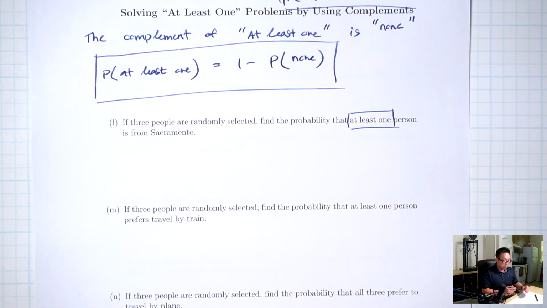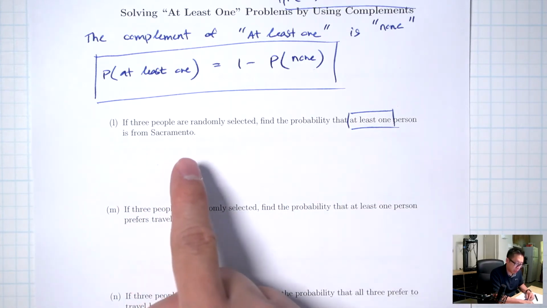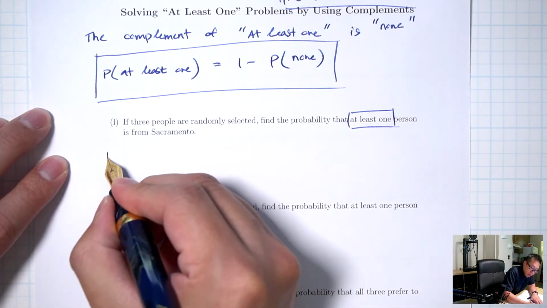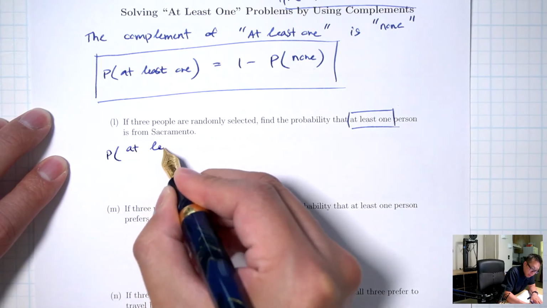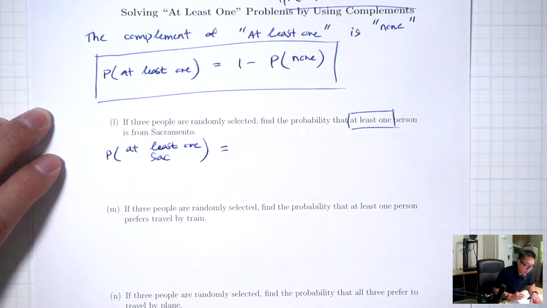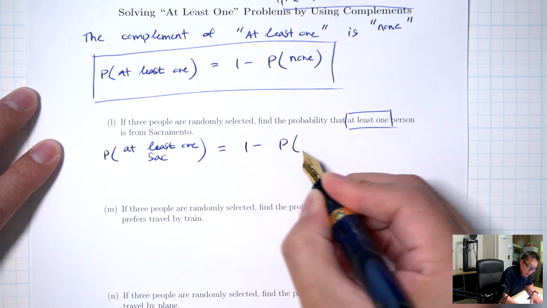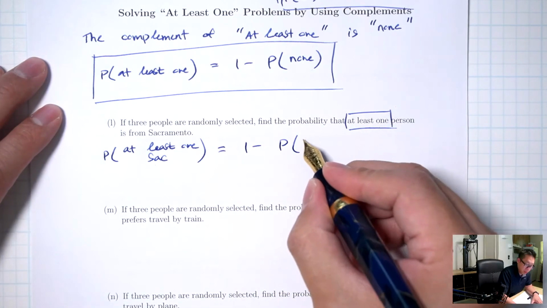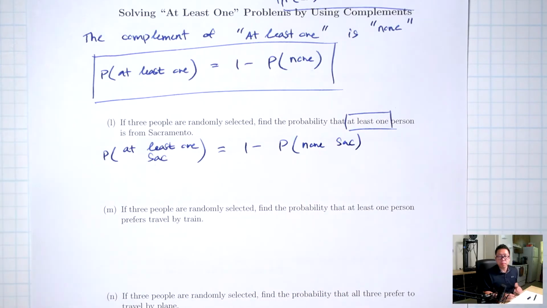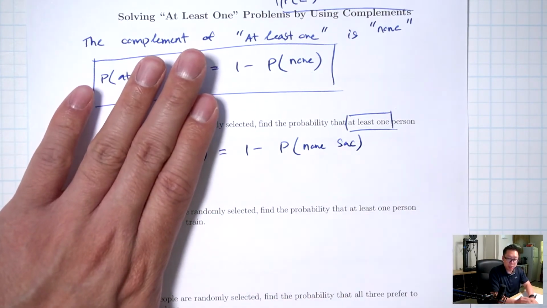All right, so let's try an example. Part L. If 3 people are randomly selected, find a probability that at least 1 person is from Sacramento. So keyword is at least 1. I'm looking for at least 1 Sac. Which is going to be the same thing as doing 1 minus the probability of none from Sac. So I'm going to write none Sac. So instead of doing at least 1 directly, we're going to do the right side, which is 1 minus the probability that none of them are from Sac.